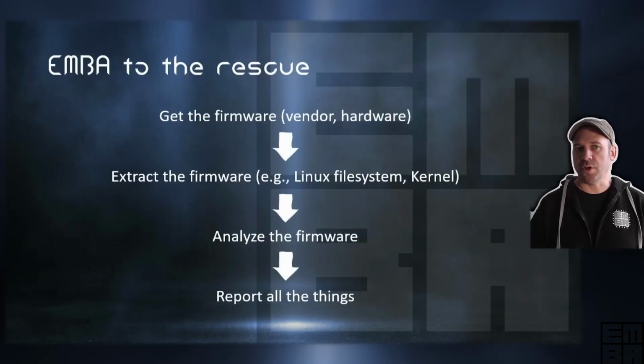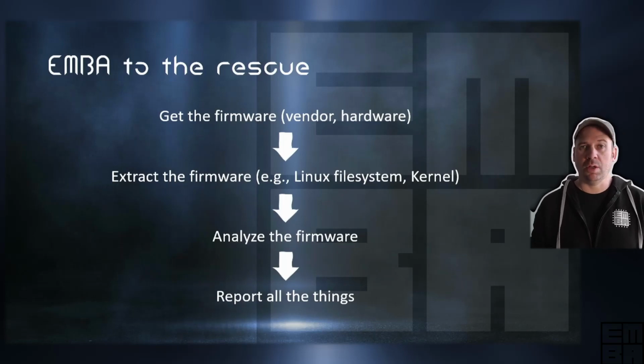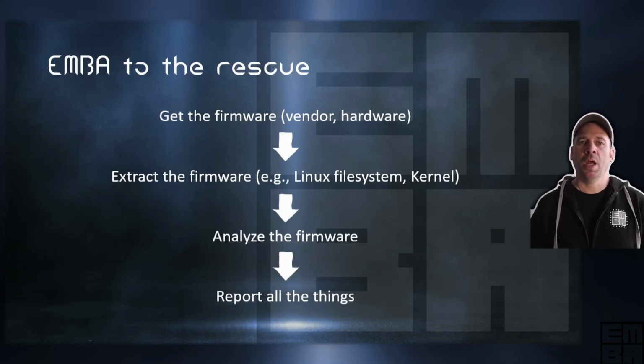So first things first, we need the firmware. This is more or less the manual task that you need to fulfill. You need a binary blob from the vendor, from the hardware somewhere, and then you need to feed it into EMBA. You can start EMBA with only one parameter. Usually you probably will use 3 parameters. We will see it a little bit later in the demonstration.